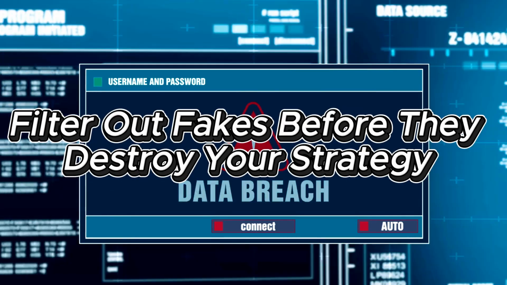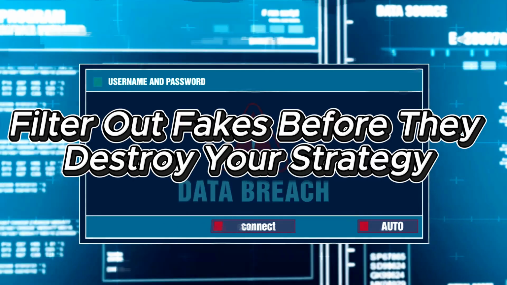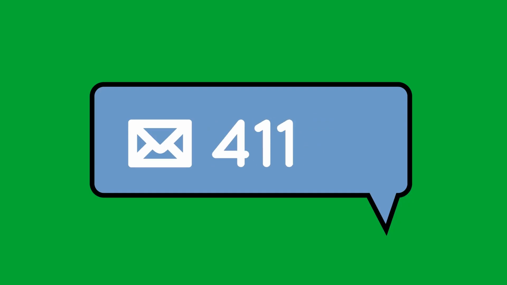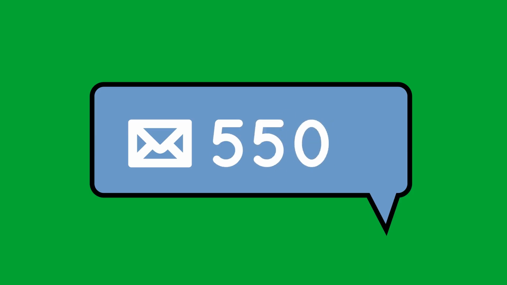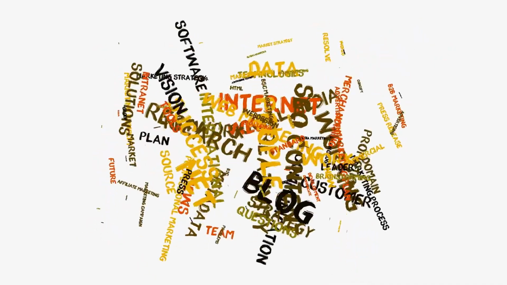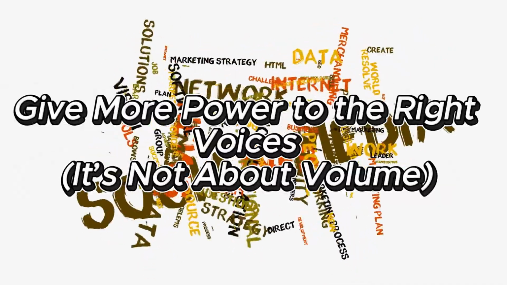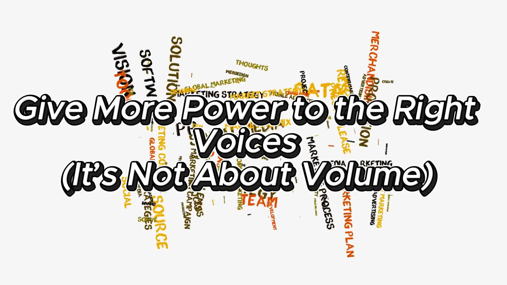Filtering out fakes before they destroy your strategy is essential. Block known spam and bot accounts from your dataset, give more weight to verified sources, and filter out duplicate posts or meme floods. Scan for copy-paste messages as signs of fake hype, and use AI to flag accounts with low engagement to followers ratios. Giving more power to the right voices is about quality, not quantity.